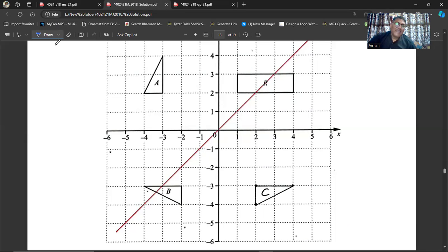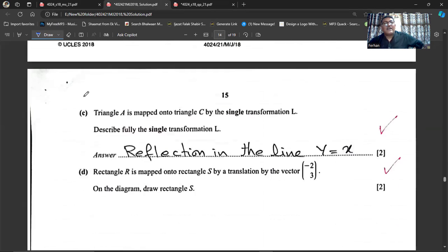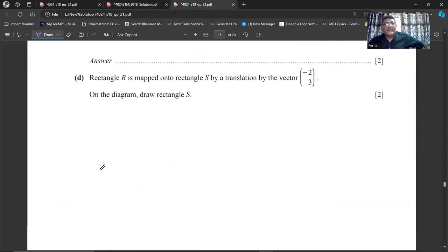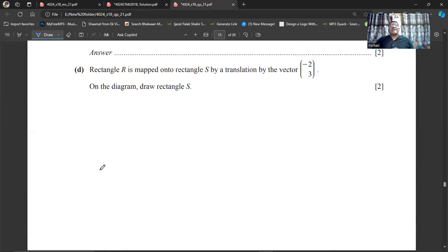So A has been mapped onto C by the reflection in the line y equals x. This is a reflection in the line y equals x. Okay, then we have the D part. He says rectangle R is mapped onto the rectangle S by a translation by a vector (-2, 3).